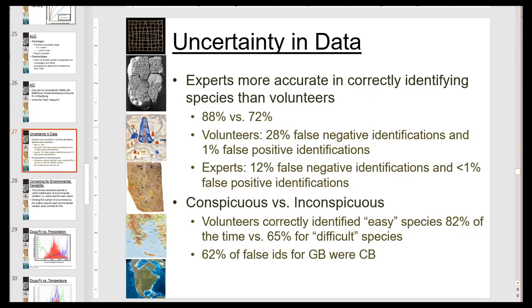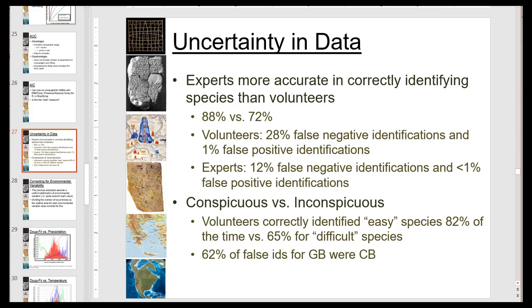Experts are more accurate than volunteers. A lot of the data we get that's occurrence data is from volunteers. We did a project, a couple of my graduate students, Greg Newman and Alicia Kroll, and they found an accuracy of 88% correct with experts versus 72% for volunteers. The important thing being there that they both made mistakes, so there's always this uncertainty in our data.